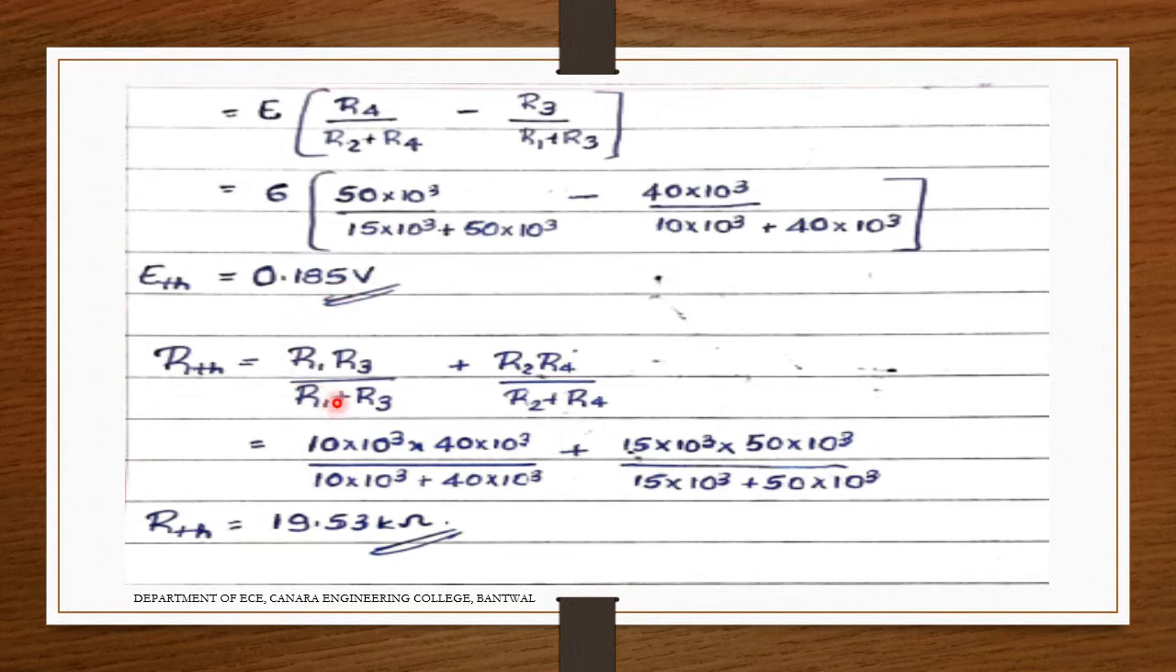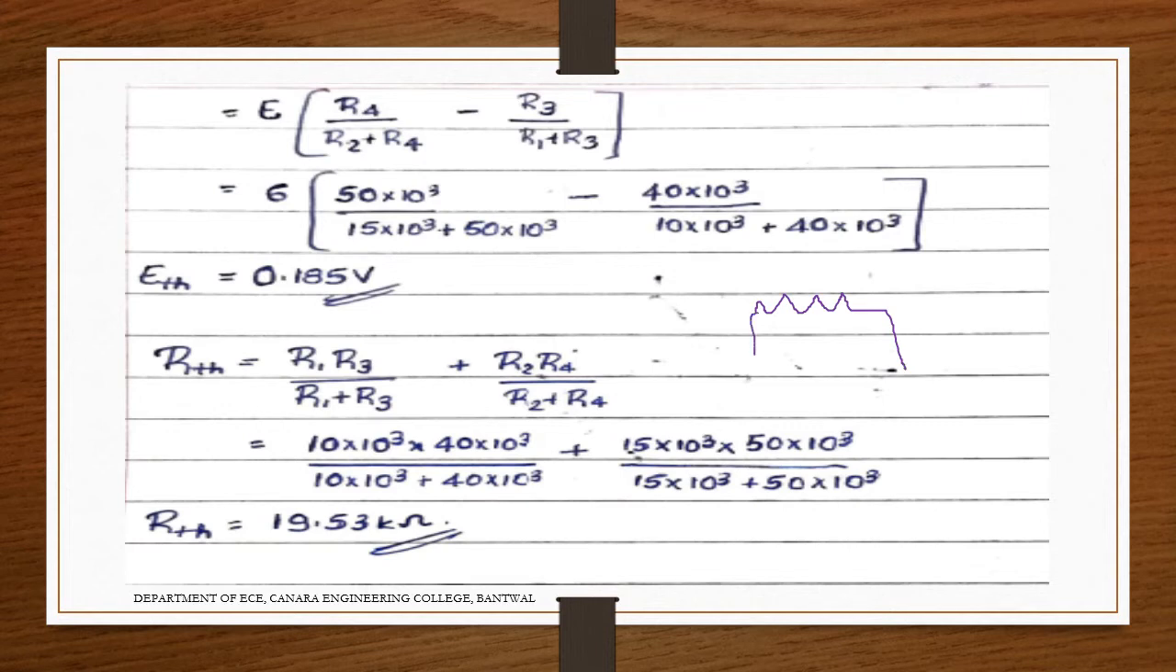Now we have to consider the Thevenin's resistance. That is, RTH is equals to R1 into R3 divided by R1 plus R3, plus R2 into R4 divided by R2 plus R4. So substitute those values and you will get RTH is equals to 19.53 kilo ohms. So we have to remember that when we are considering it there, we have to remove the source, like this way.